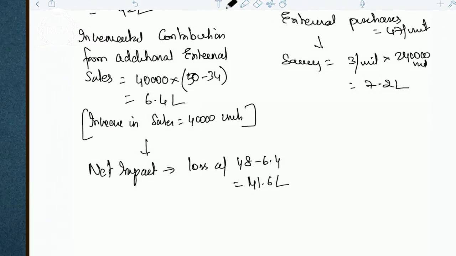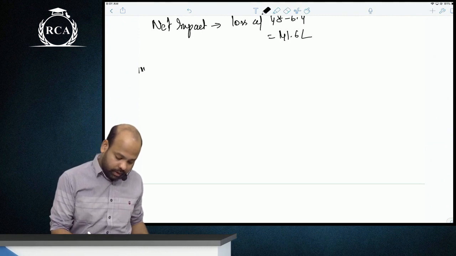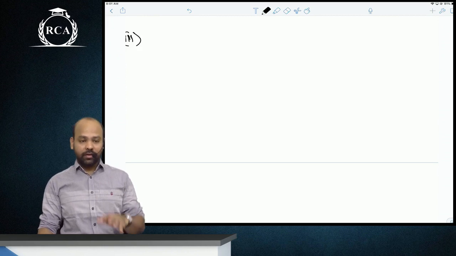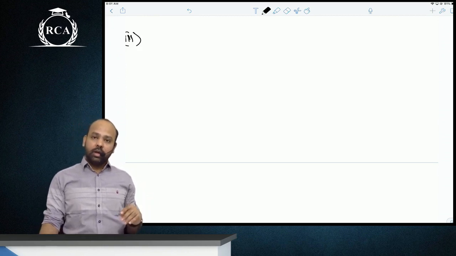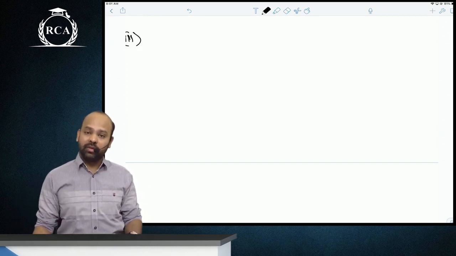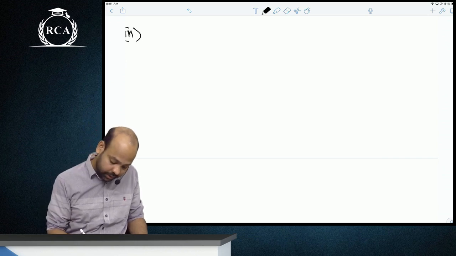Now guys, listen to the third bit: why the top management should intervene. We all know that whenever they are given total autonomy, total independence to decide whether they want to sell it to the other division or procure from the external market, there can be suboptimal decision making. ध्यान से सुनना guys, वरना मार दूंगा, याद रखना. Listen carefully, guys.